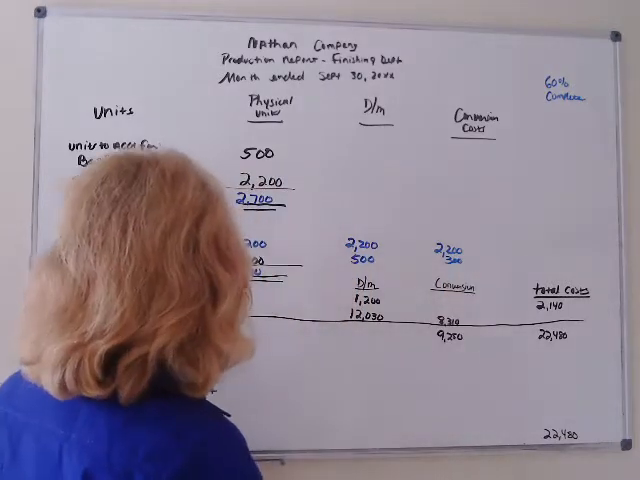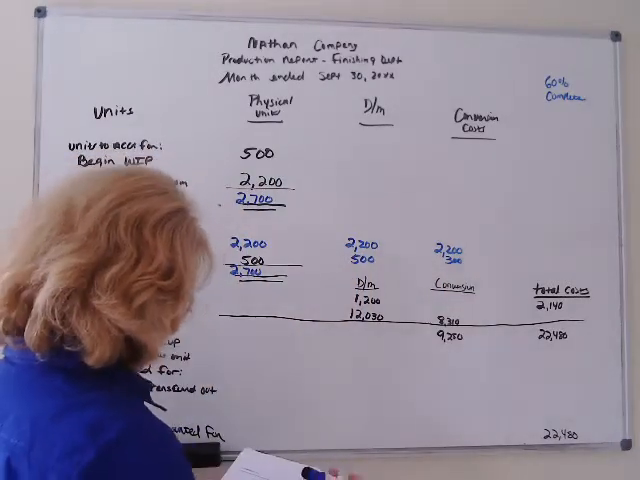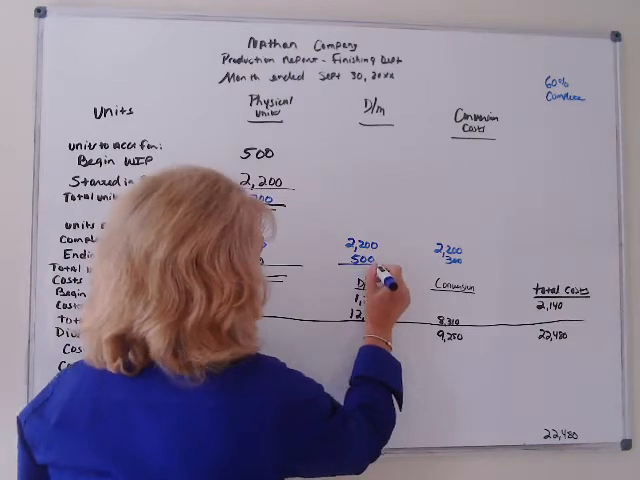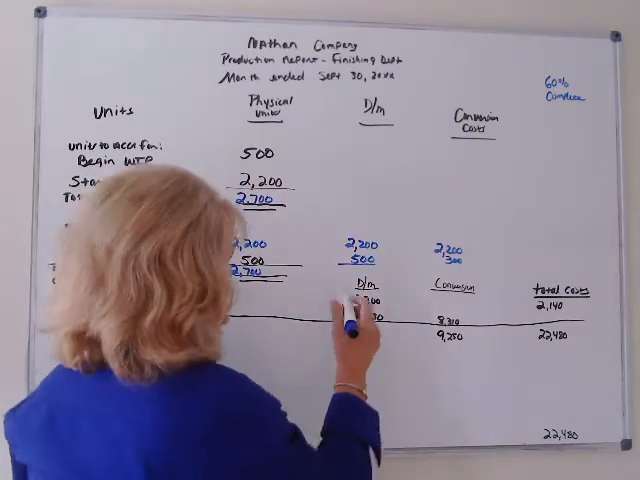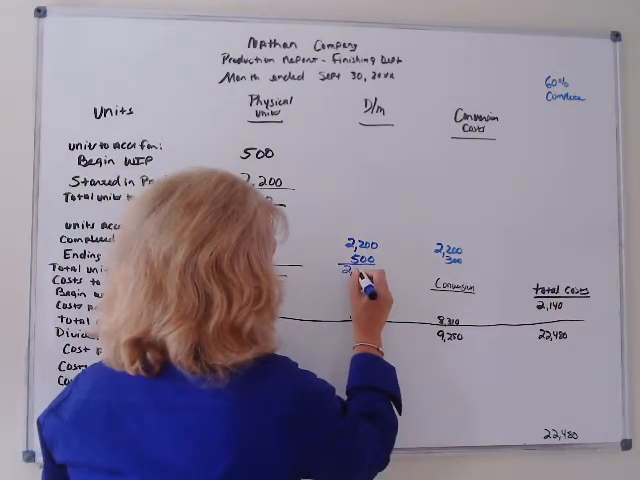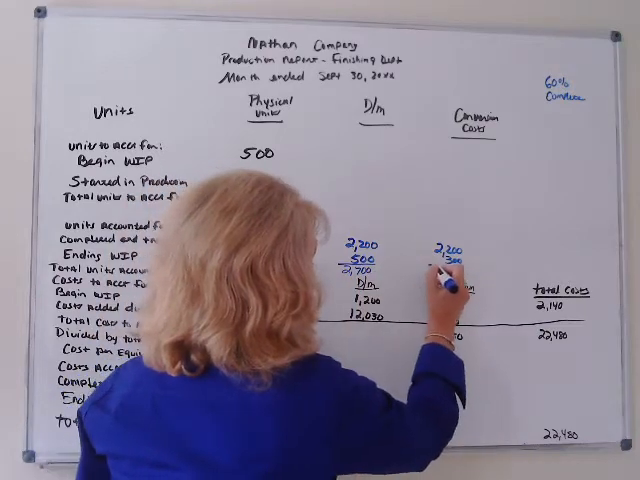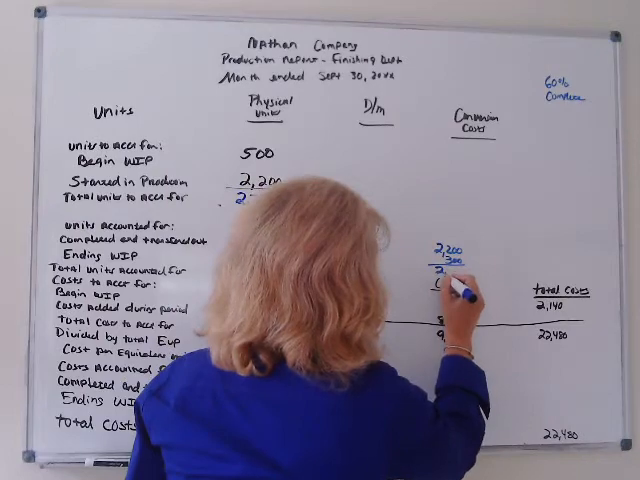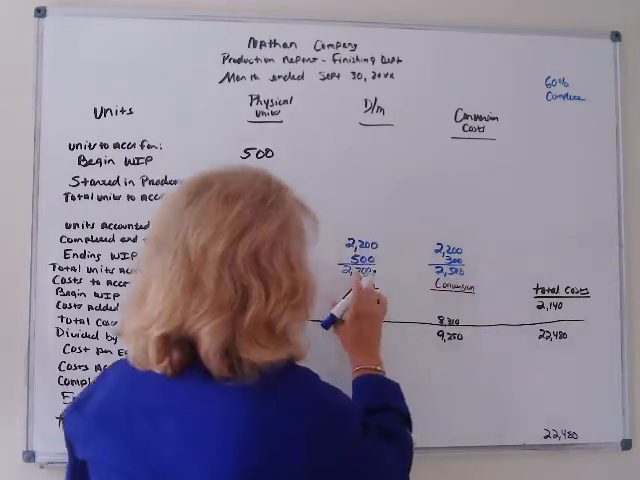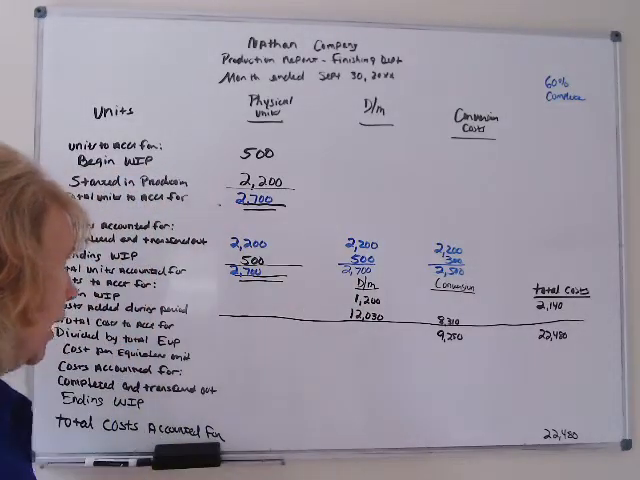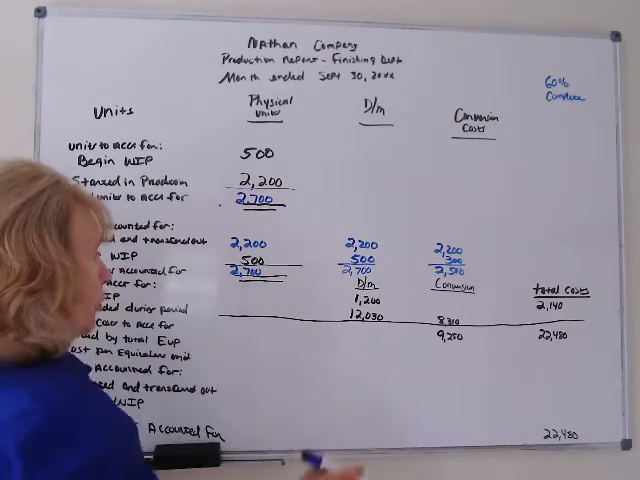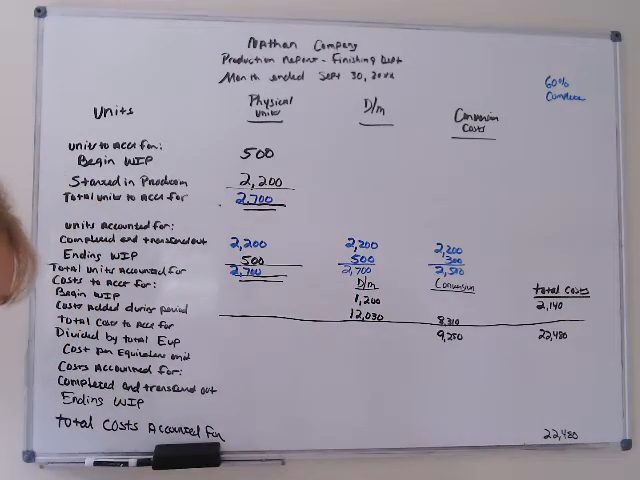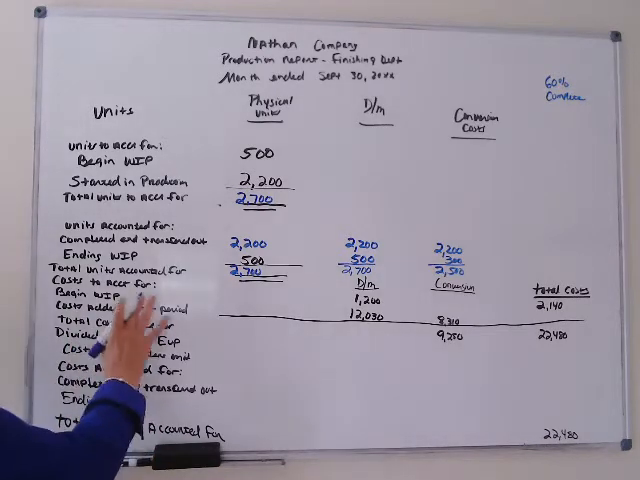Okay, so now I'm going to add those up. My total units to account for direct materials are 2,700. My total units to account for conversion costs are 2,500. Now, remember, that's not a dollar figure. We're going to use that later on. Next, what did they give me for costs?